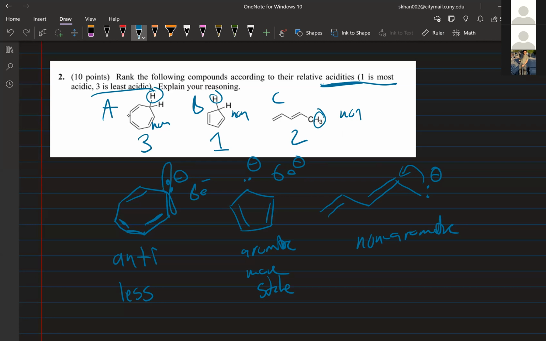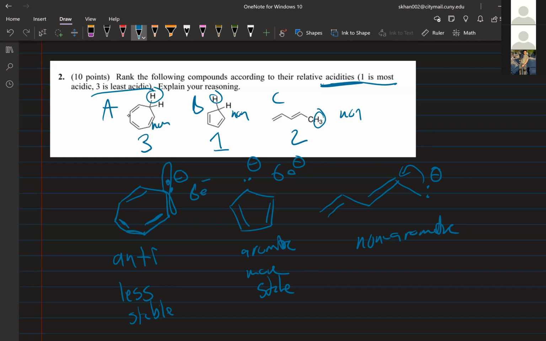In C, it stays non-aromatic in both cases, right? But in A, if we deprotonated it, it becomes super unstable, super reactive, and probably a very strong base. So between A and C, C is more likely to lose its proton because it's not really changing its energy level too much. But if A loses its proton, you're going to make it much, much more unstable and reactive. So that's why B, I guess, you could rank as the most acidic, because its conjugate base is the most stable.